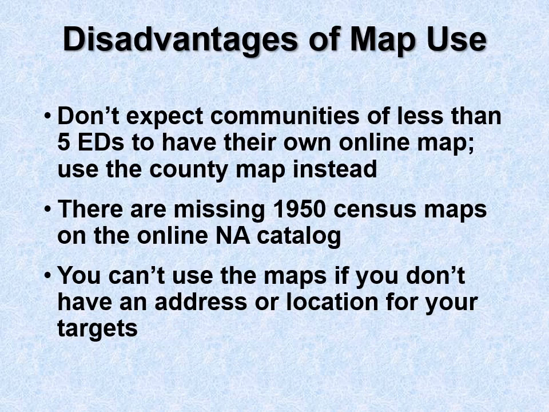Don't expect communities of less than 5 EDs to have their own online map. You're going to have to go to the county map instead. I know there are missing 1950 census maps on the online catalog, because I had a list of urban areas I wanted to produce street indexes for. We eventually ended up making our own maps. And you can't use the maps if you don't have an address or location for your targets.